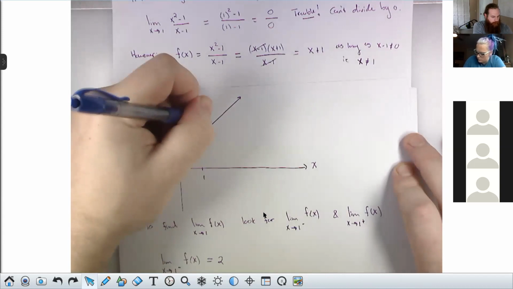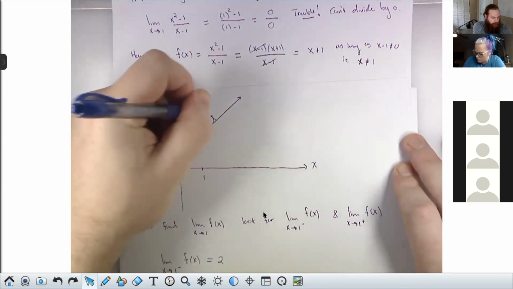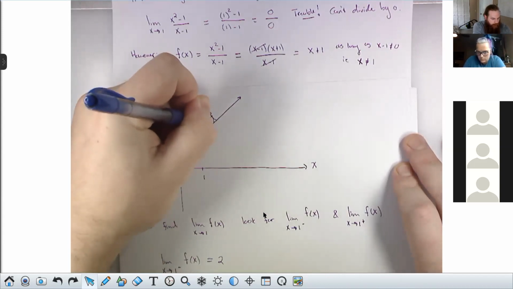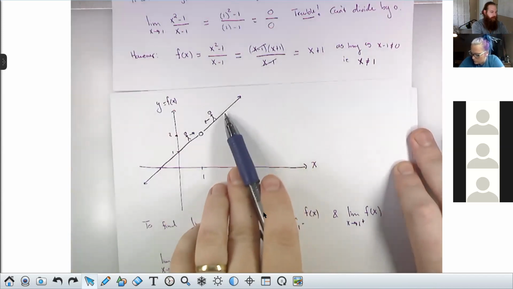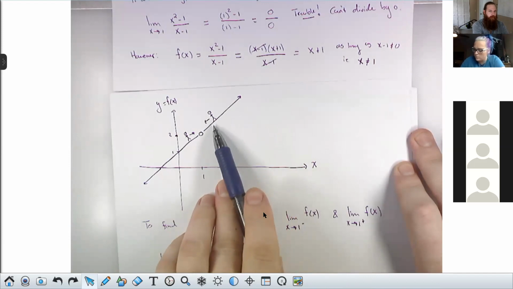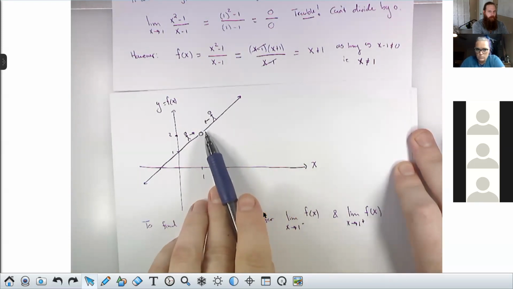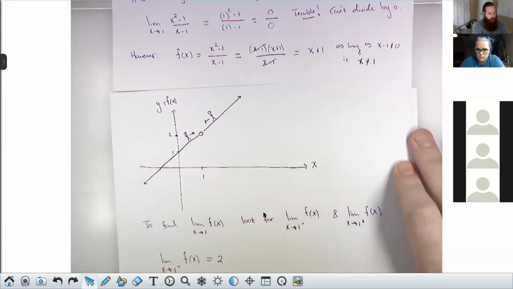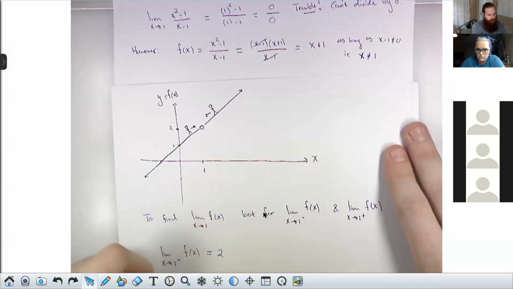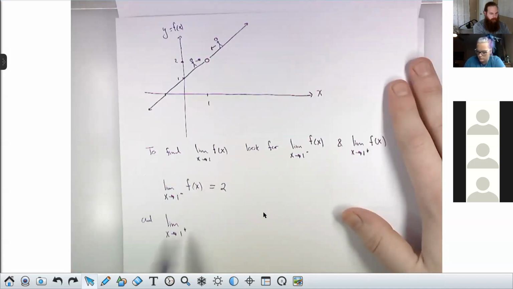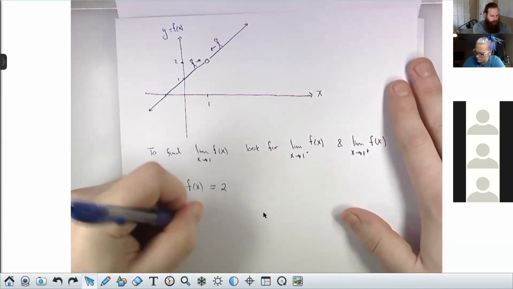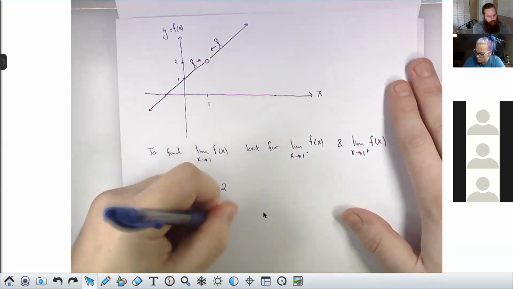What about the right limit? What if I'm over here? If I'm coming in along the graph this way and I let my x coordinate drift closer and closer to 1, my y value is also getting closer and closer to 2. So the limit as x approaches 1 from the right of f of x is also 2.